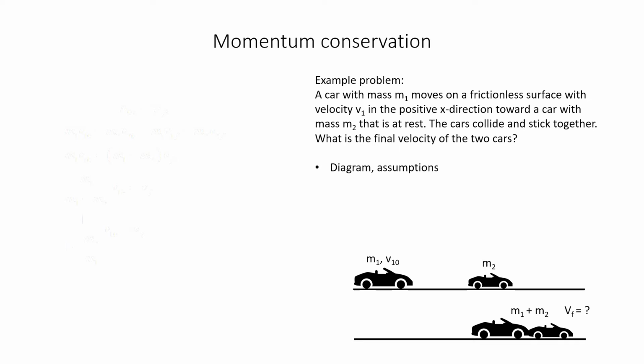Start by thinking about assumptions and drawing a diagram. We'll assume these cars are particles and that our level ground only contains one component of momentum. We diagram an initial time when car 1 is moving with velocity v1,0 and car 2 is at rest. Then at the final time we have the cars stuck together, so m1 plus m2 is the final mass. We're asking for v final.